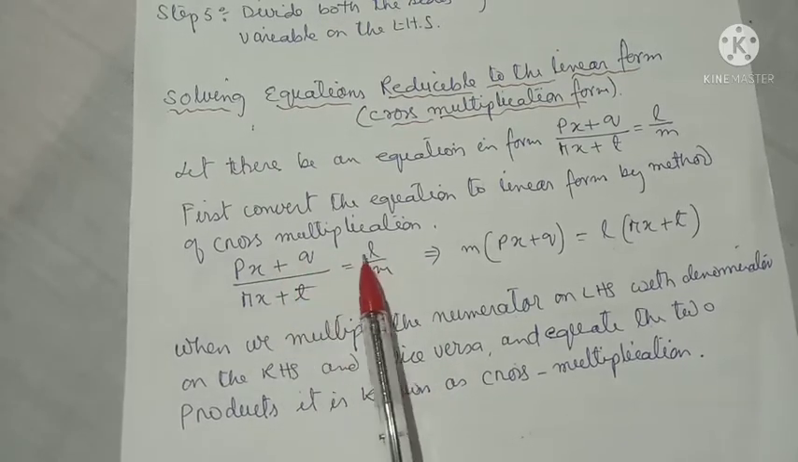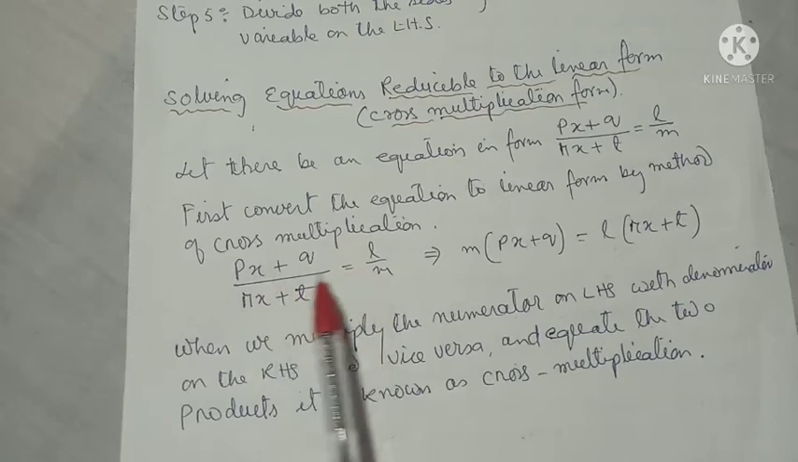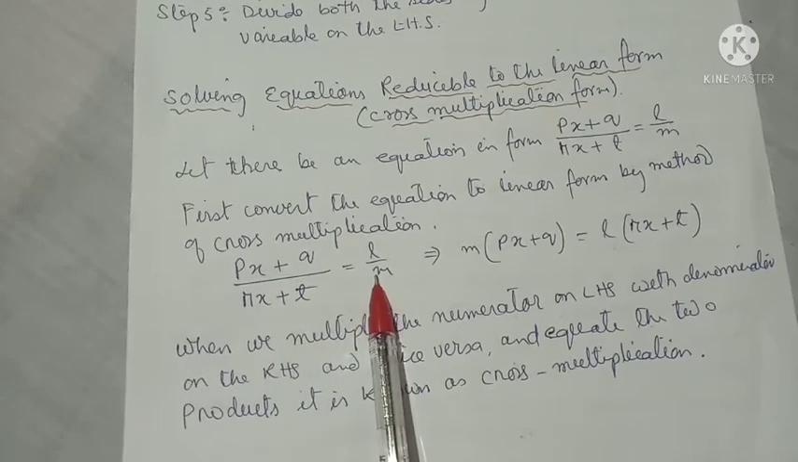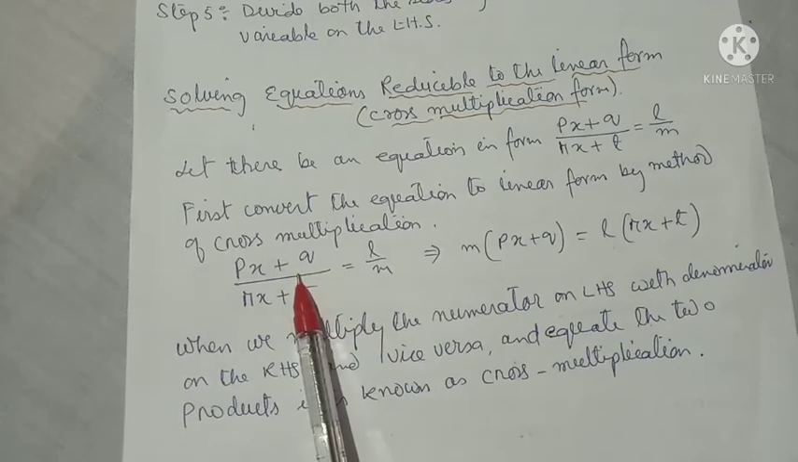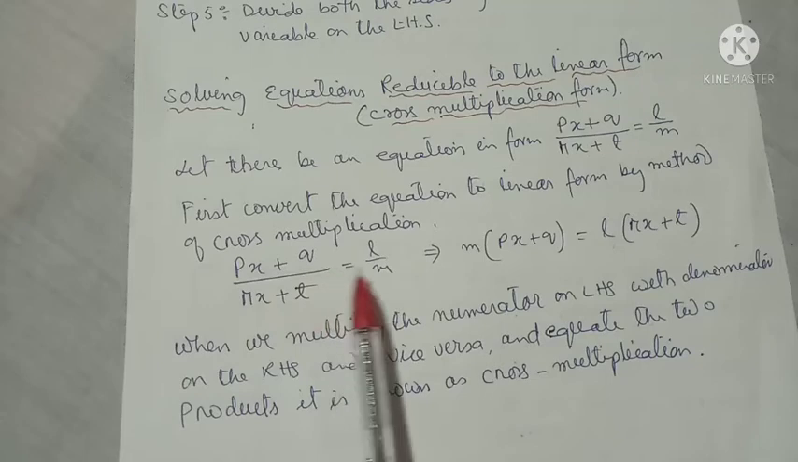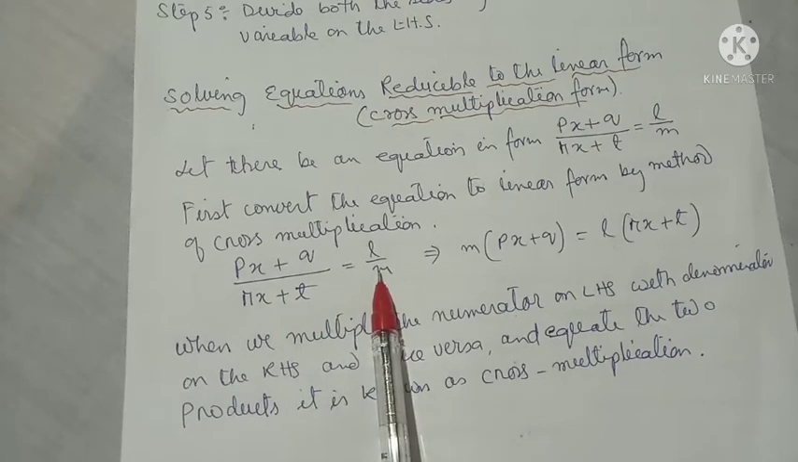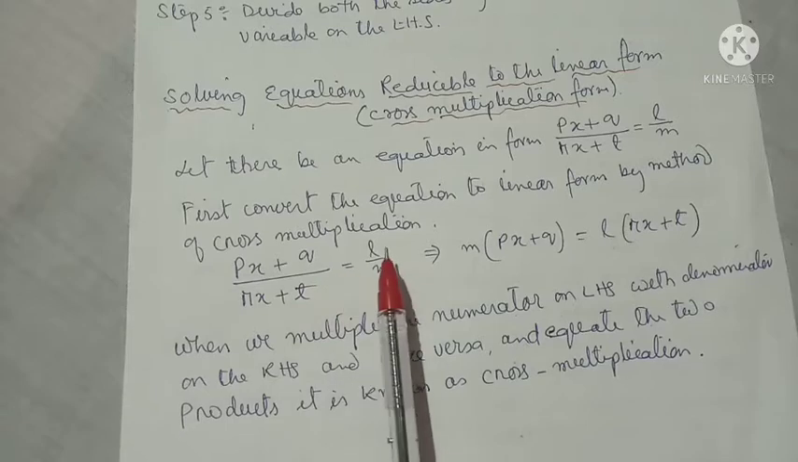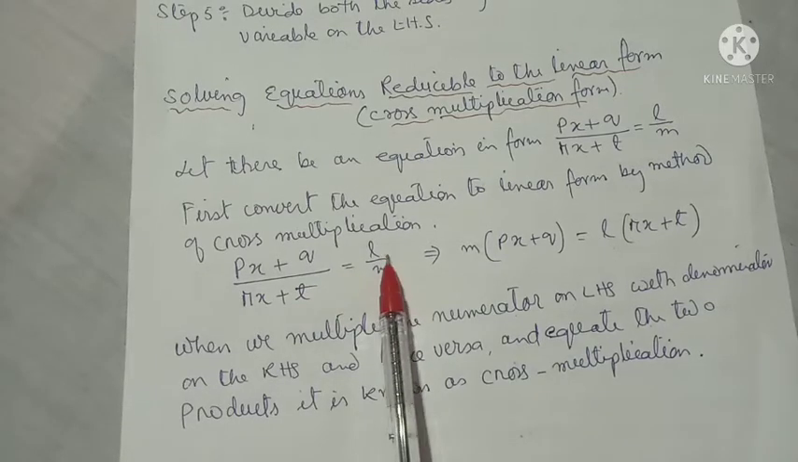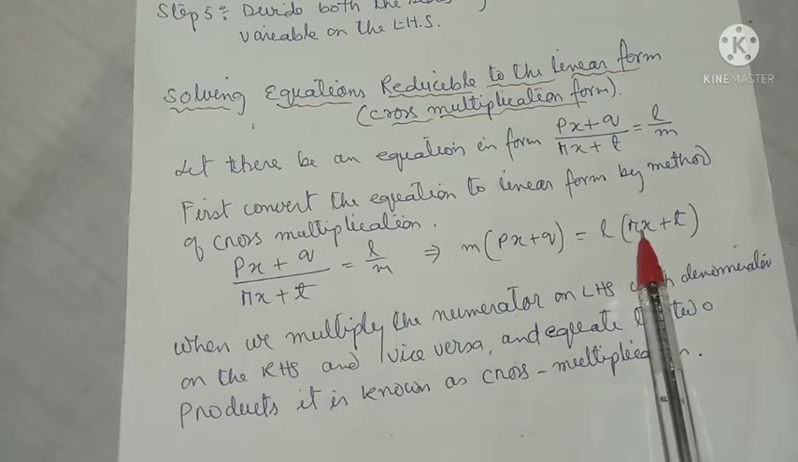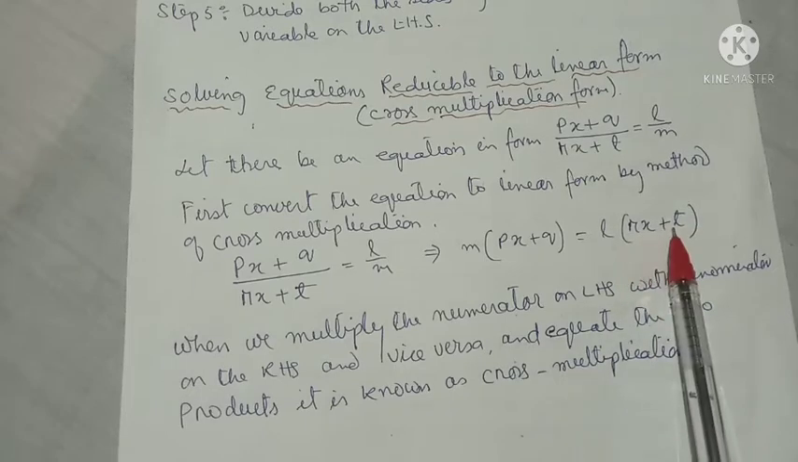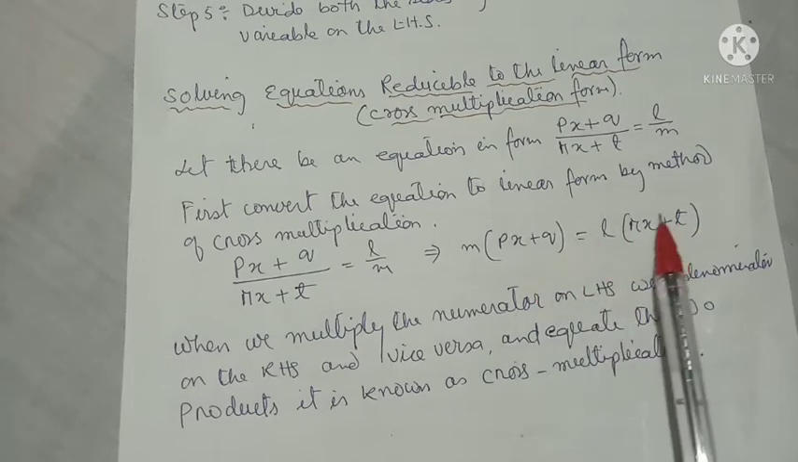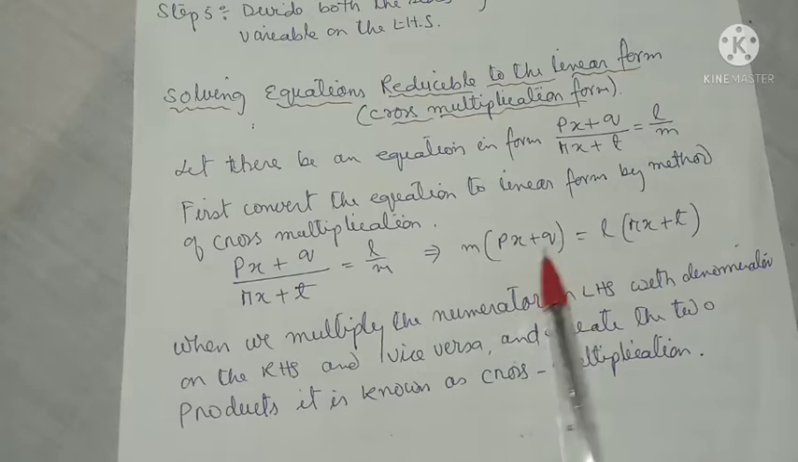For cross multiplication, the right hand side denominator will multiply the left hand side numerator, and the right hand side numerator will multiply the left hand side denominator. This is in linear form, and this is the result of cross multiplication.